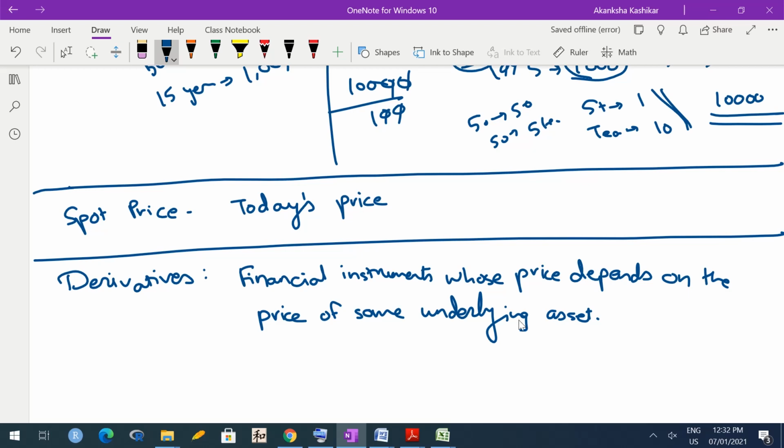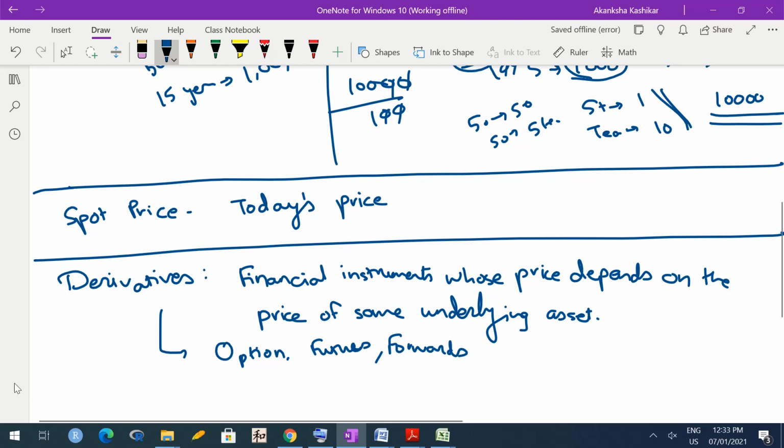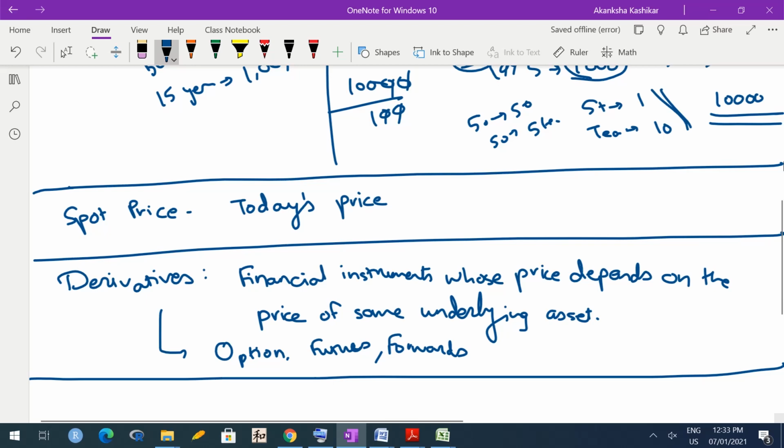So derivatives, we are going to learn two types of derivatives: options and futures. We will discuss more about this term derivative when we discuss options and futures, and maybe forwards also. Currently, you should just remember that these are some other financial instruments which are dependent on maybe shares sometimes. So if a share price changes, price of the option changes. If a share price changes, price of the future changes. If you don't know what is future, it is perfectly alright. You are not supposed to know. I am going to teach. So right now just remember the word derivative.